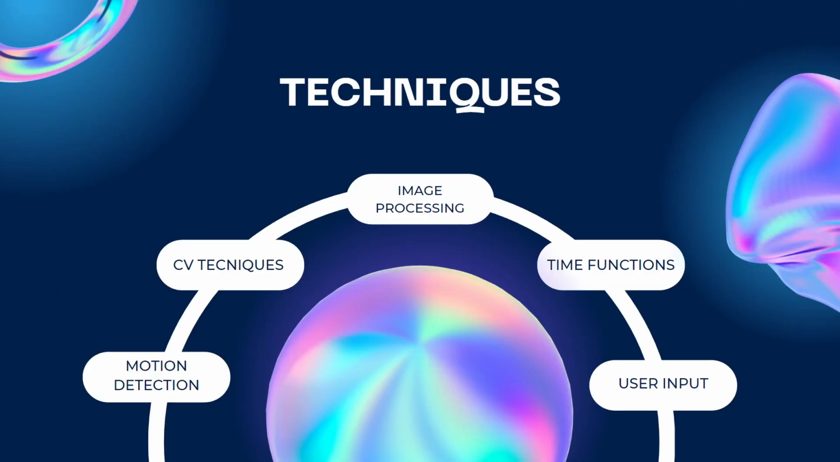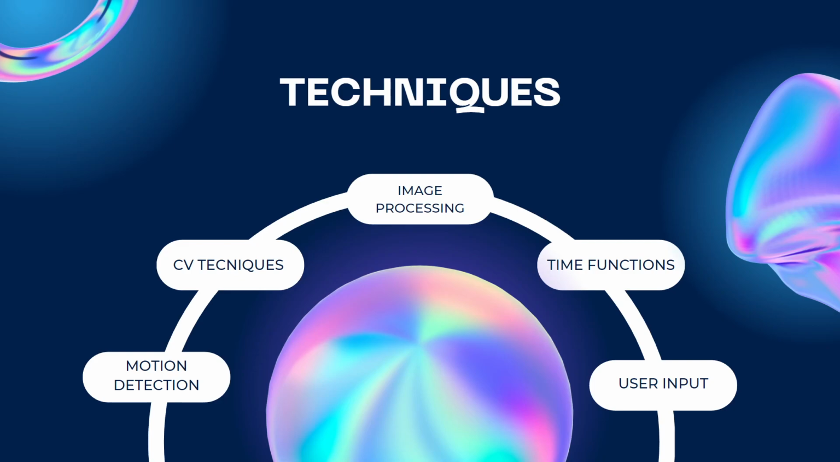Okay, let's get into our techniques. Firstly, motion detection. A motion detection algorithm can be used to detect any sudden changes in the video frame, indicating that a player has moved or is moving. Next, computer vision techniques. The code uses various computer vision techniques like Gaussian blur, threshold, dilate, and find contours from the OpenCV library to detect motion in the video frame captured by the webcam.